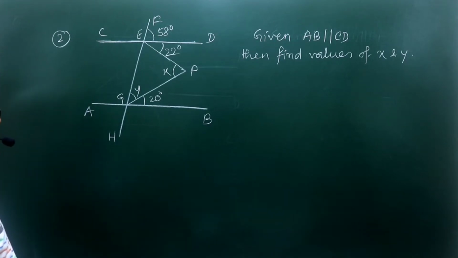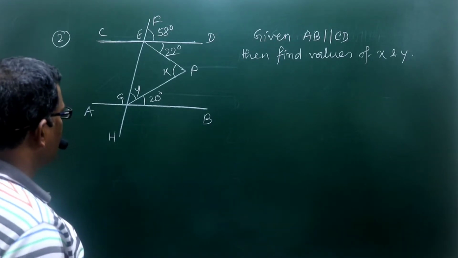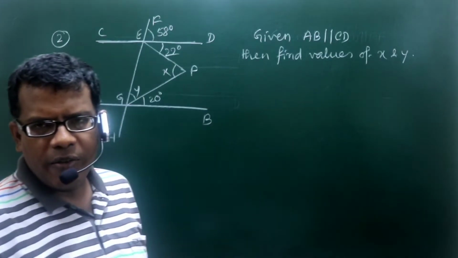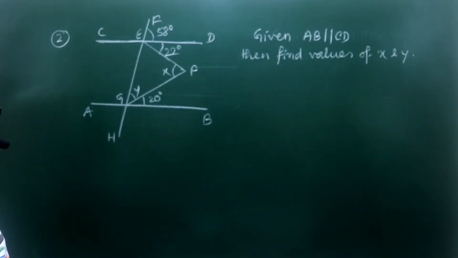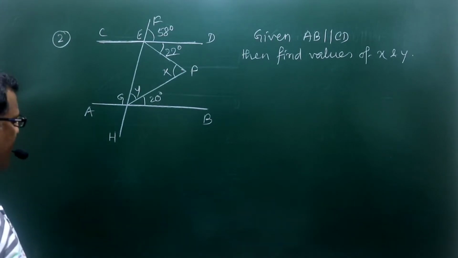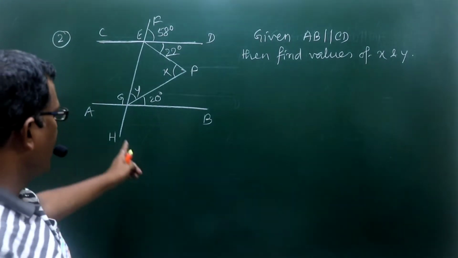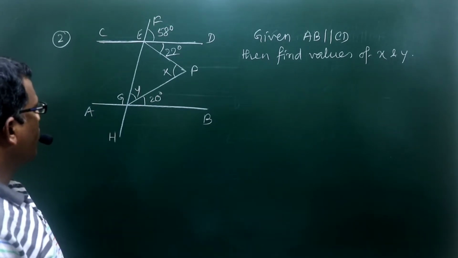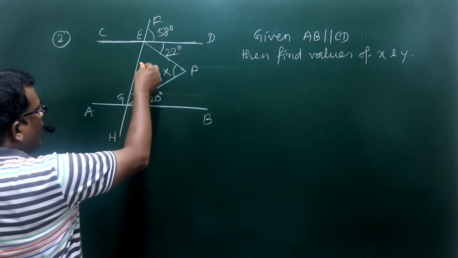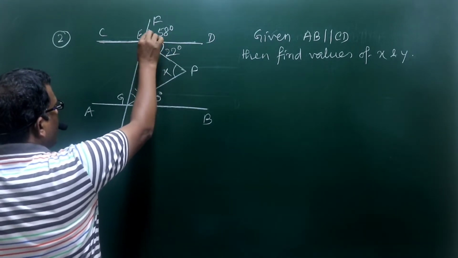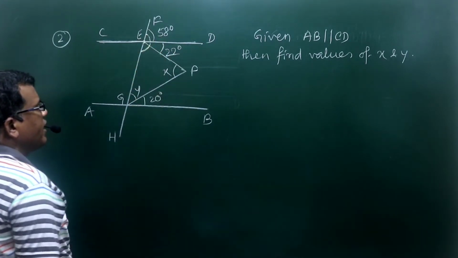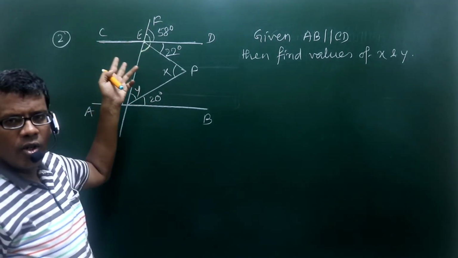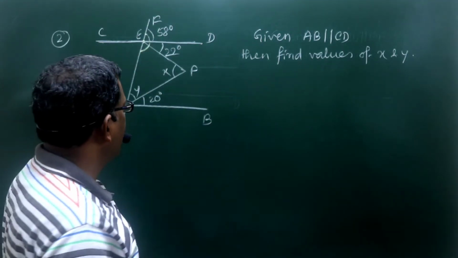So if AB is parallel to CD, then of course EH or FH can be said to be the transversal which is intersecting AB and CD at two points, G and E, right? So therefore, what we can say, the total angle at one point on a line altogether is 180 degrees, right? Total angle at a point on a straight line is 180 degrees.